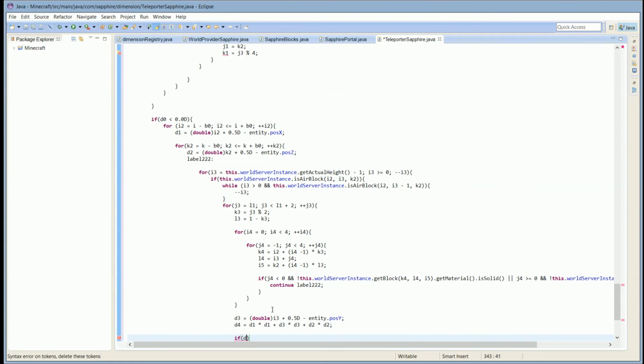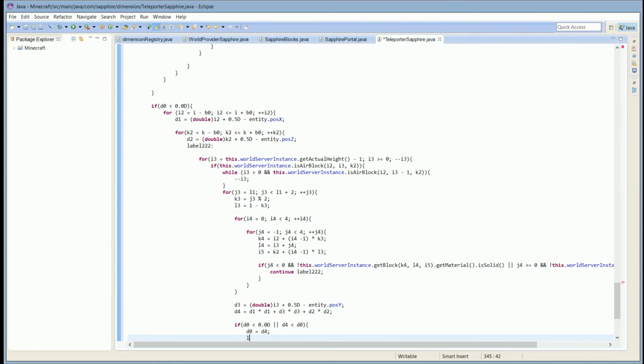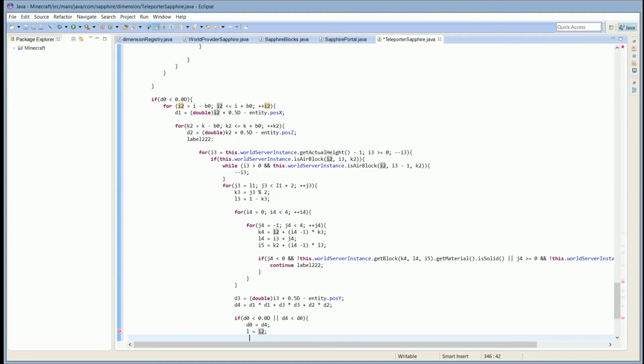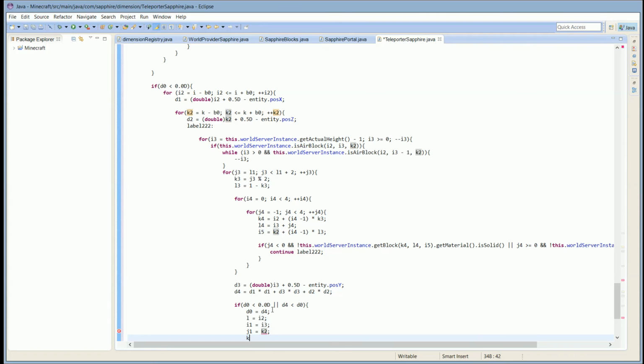And if D0 is less than 0.0D, or D4 is less than D0, then D0 equals D4, L equals I2, I1 equals I3, J1 equals K2, and K1 equals J3 percent 2. Okay?